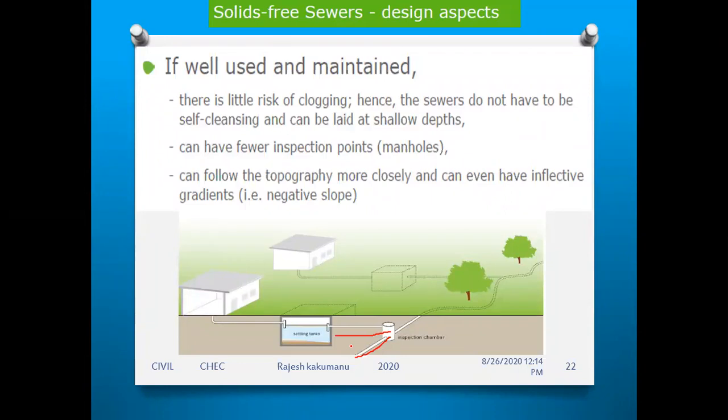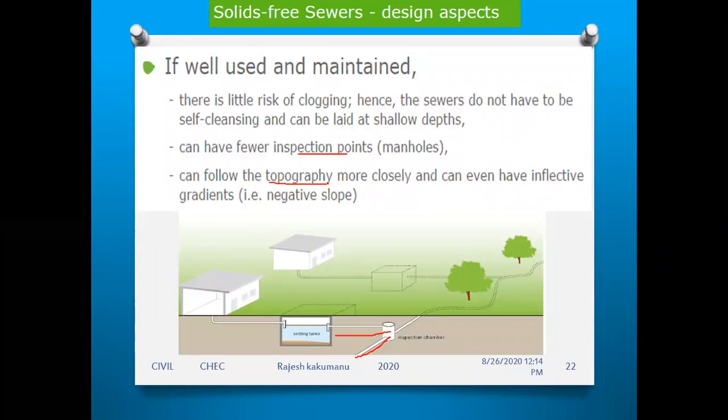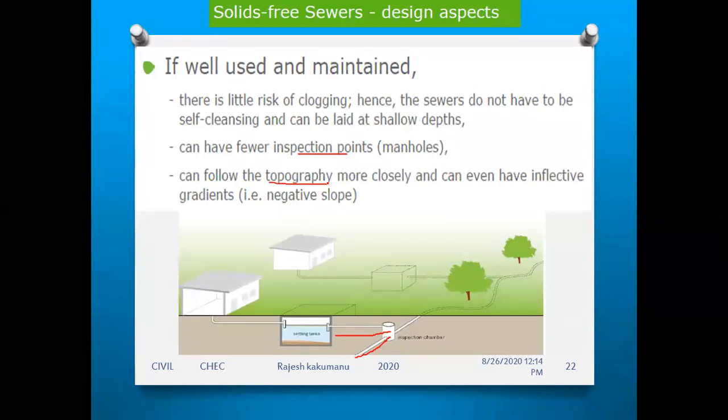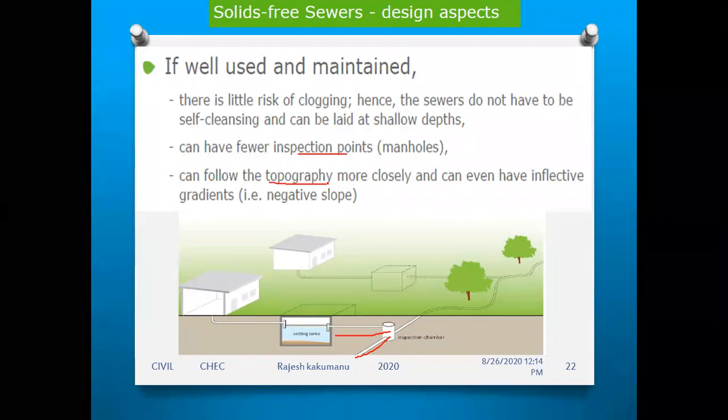They can have fewer inspection points. Inspection points means manholes. They can follow the topography more closely and can have efficient gradient. What is the topography? The geographical area where you are laying. So these are very convenient. Depending upon the topographical area, the manholes are very few for designing. And also there is little risk of clogging. Why? Because the solid waste is separately treated in separate tanks.